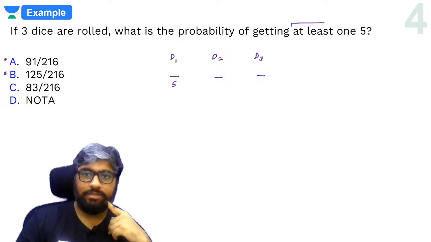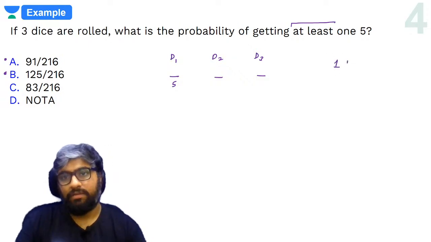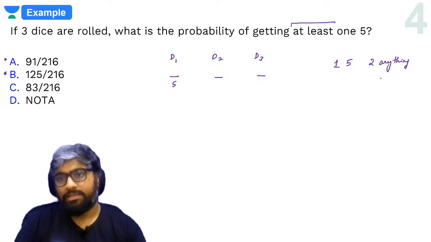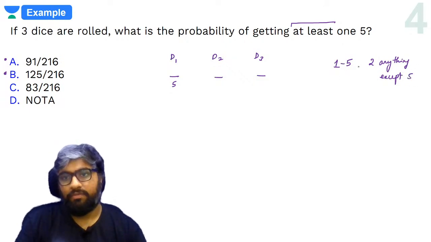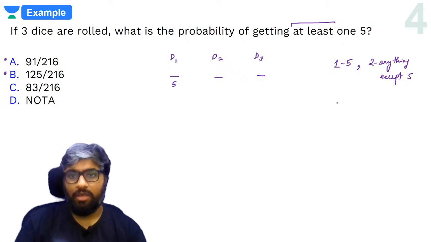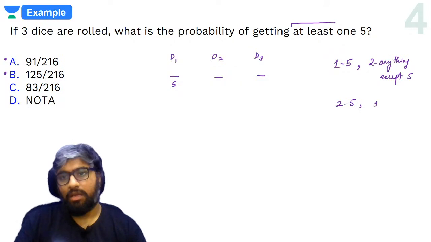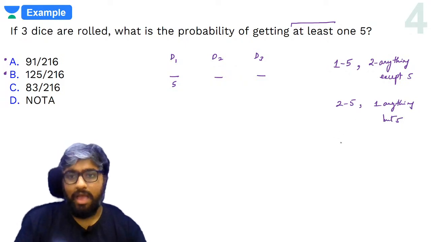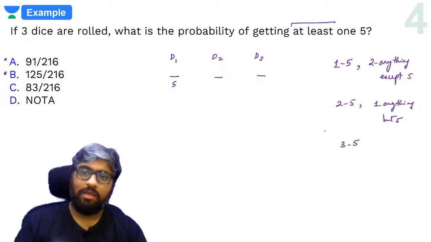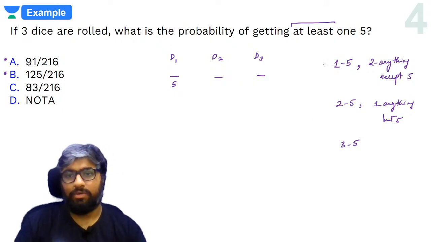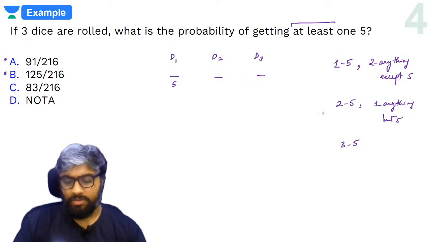What do we mean by at least? I should get 1 5. The other two could be any number, anything except 5, right? Any other number except 5. Yes, so 1 5 and 2 anything, or 2 5s and 1 anything except 5. Yes, and all 3 5s. Now doing it this way will obviously be time consuming, and we will also waste a lot of time doing individual arrangements. So what can you do here?